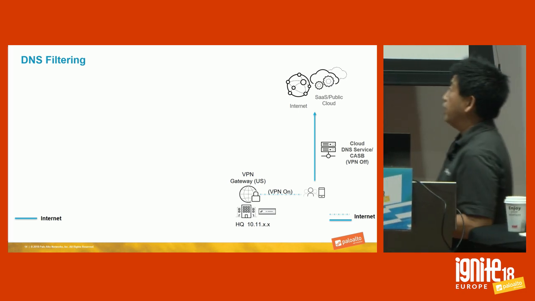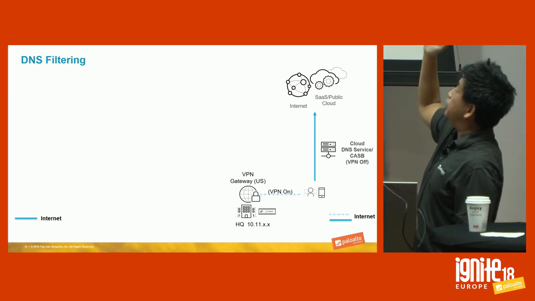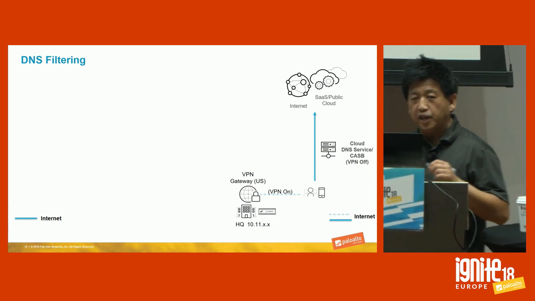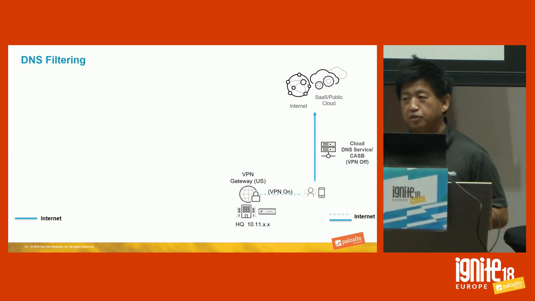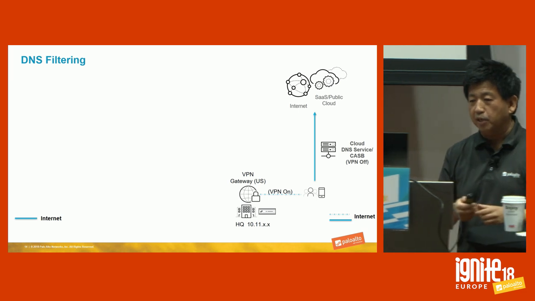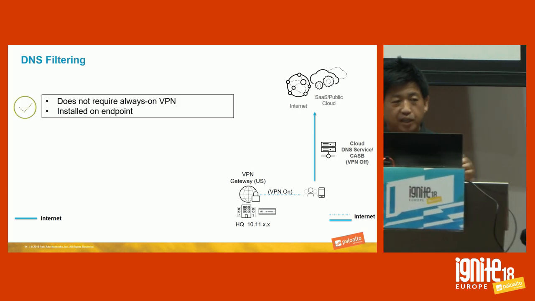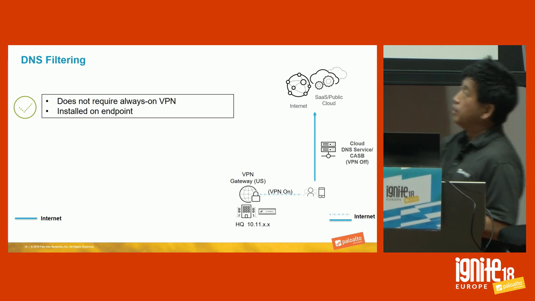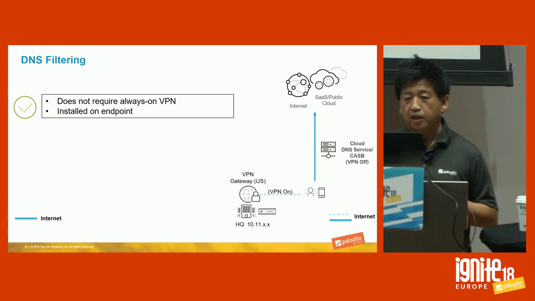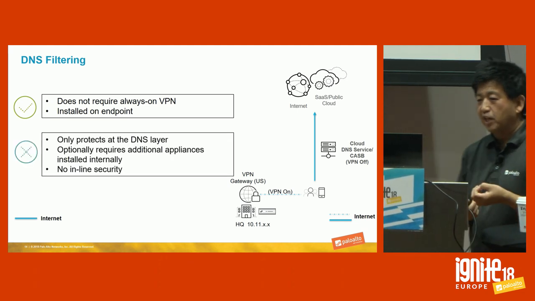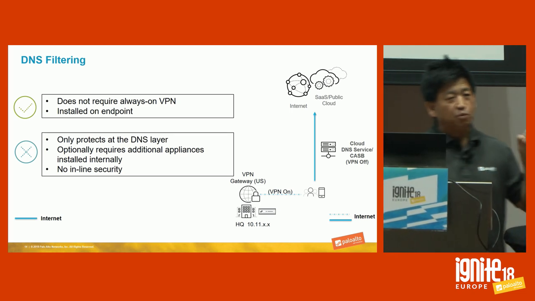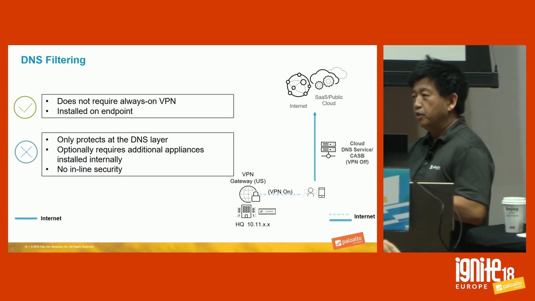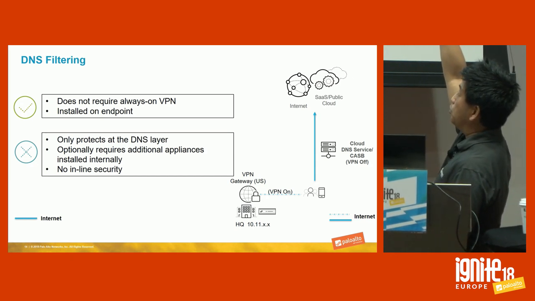DNS filtering makes it so that you change your DNS, so that when you're going to the internet, you use the security provider's DNS server, which is capable of saying, you know what, this site is hosting something bad, I'm not going to allow you to connect to it by not resolving the DNS request. DNS filtering is pretty cool in that it doesn't require anything to install other than configuring the endpoint, and you don't need to have a VPN connection all the time. What's not so obvious is that when you only protect at the DNS layer, you're only really securing known bad. If that site happens to be hosting something bad, you won't resolve the DNS request, so you don't get to it.